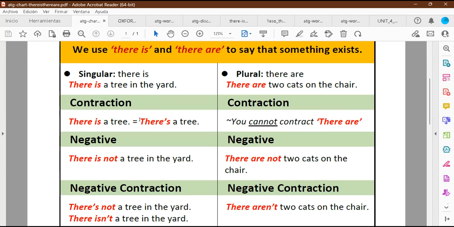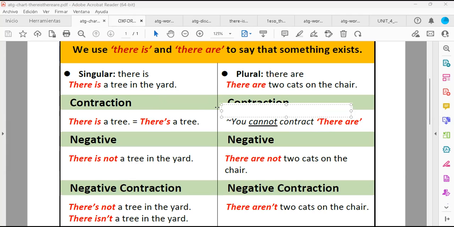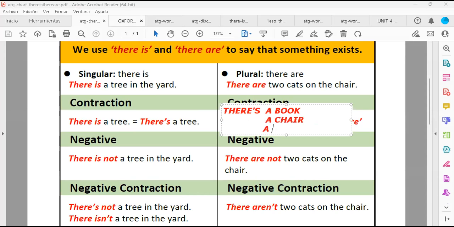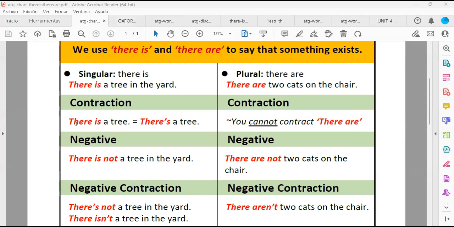Okay, so we're going to say there's a tree, there's a book, right? There's a watermelon. Hay una sandía on the table. Okay, so you're going to pronounce that as there's a book. Okay, there's a chair. There's an apple. And we don't have a contraction for the plural form.